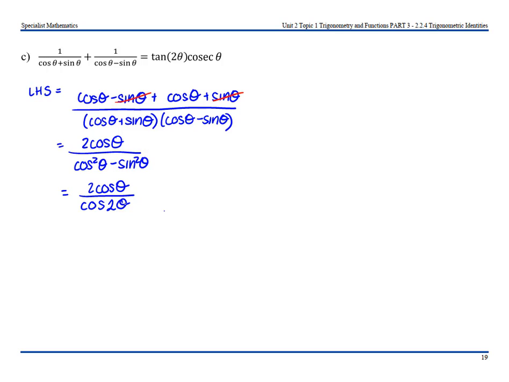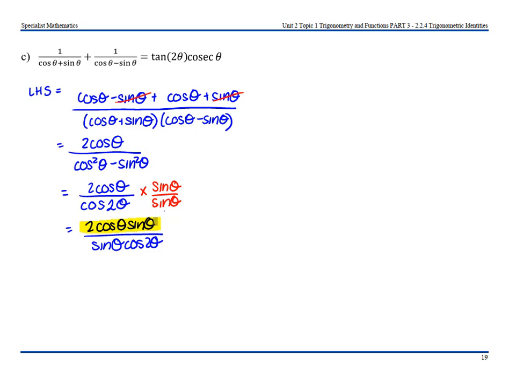Now I'm looking at that other side. I've got a cosec there, which is 1 over sine. So if I times top and bottom by sine of theta, I end up with 2 cos theta sine of theta all over sine theta cos 2 theta.